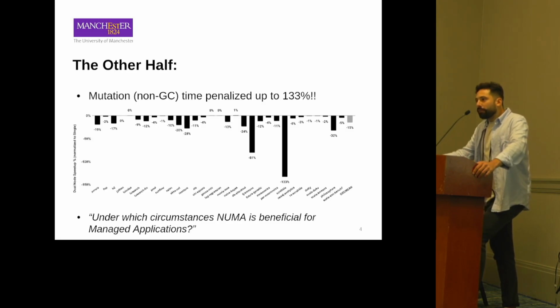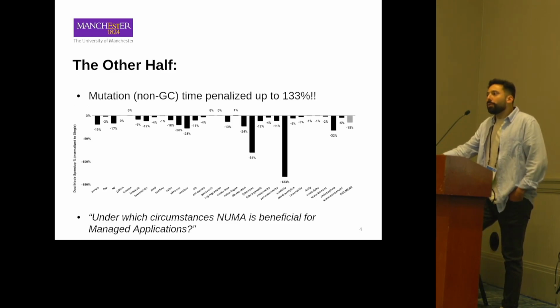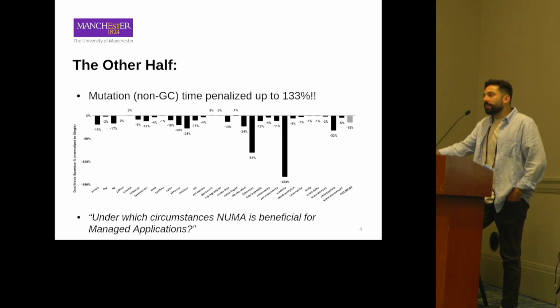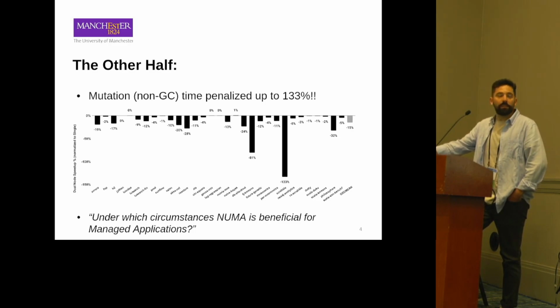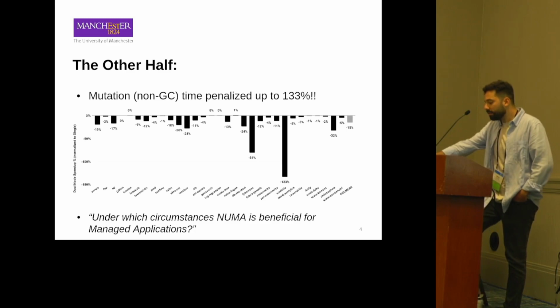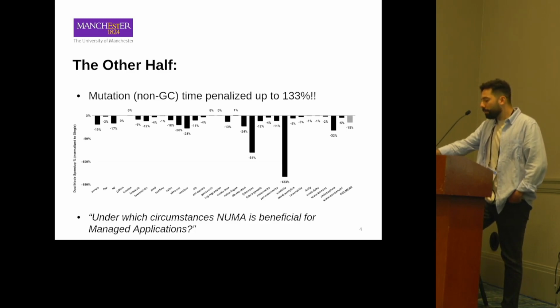The other half-truth is that not only the garbage collector is a bottleneck for a managed application on NUMA machines, because also the mutation, the non-GC time, is penalized when run on a NUMA machine. To comprehend this, we ran almost all the DaCapo and Renaissance applications with MaxineVM on a NUMA system with two nodes. And in this figure, we can see that the mutation time is penalized in almost all applications. Some of those are critical.